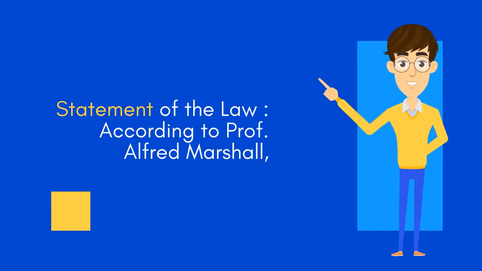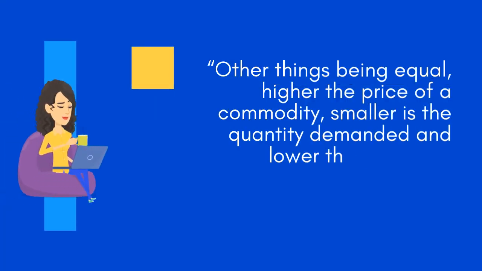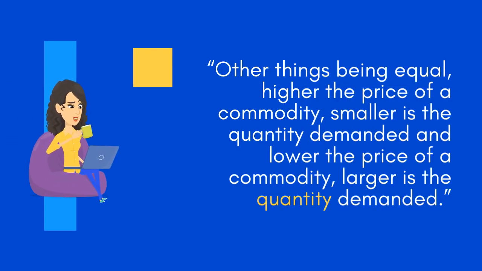Statement of the law, according to Professor Alfred Marshall. Other things being equal, higher the price of a commodity, smaller is the quantity demanded, and lower the price of a commodity, larger is the quantity demanded.